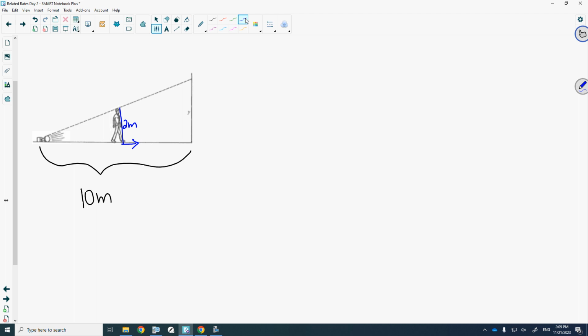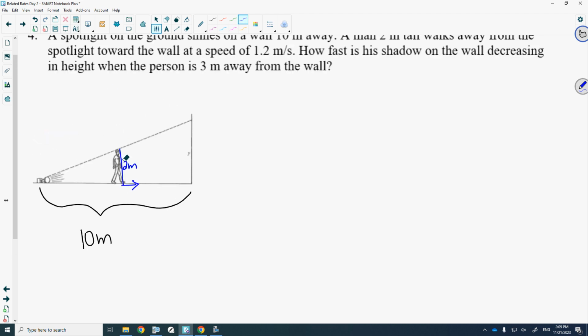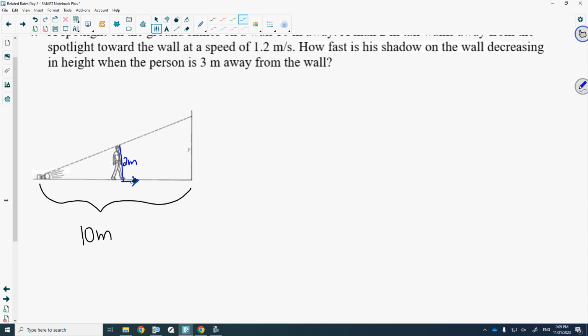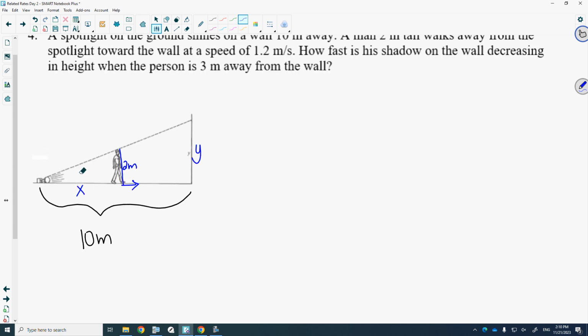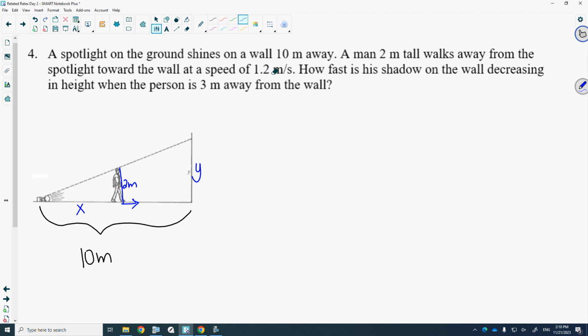The spotlight is technically the origin. He's walking away at a speed of 1.2 meters per second. Okay, so I don't know how far the man is from the spotlight. So I'm going to pick, because they put y here, the variable x to be the distance from the man to the spotlight. Now, that distance is changing at a rate of 1.2 meters per second. So he's walking away at that rate. So dx/dt is equal to 1.2 meters per second.